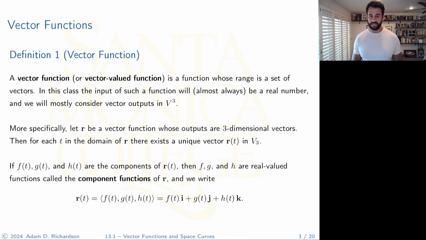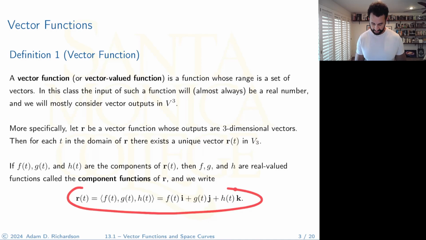So a little more specificity here. If we let R be a vector function whose outputs are three-dimensional vectors, then for each t in the domain of R, there's a unique vector R of t in V3. So R of t is the output, and it's the three-dimensional vector. If f of t, g of t, and h of t are the components of our vector function, then f, g, and h are real valued functions, and they're called the component functions of R. And we can write something like this.